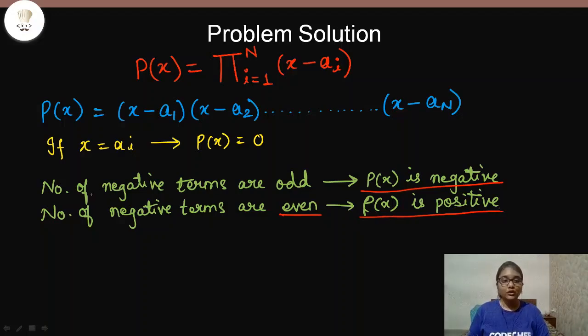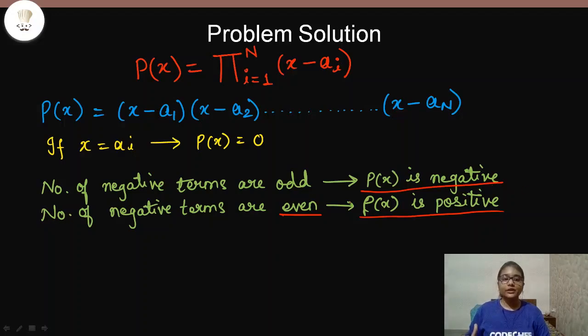And how so? Because each pair of negative terms, because they are even in number, will form a positive. So there will be no extra negative term left, and that is why it will remain positive. And if there is an odd number of negative terms, then at last one negative term will be left, so that is why the entire answer will also be negative.